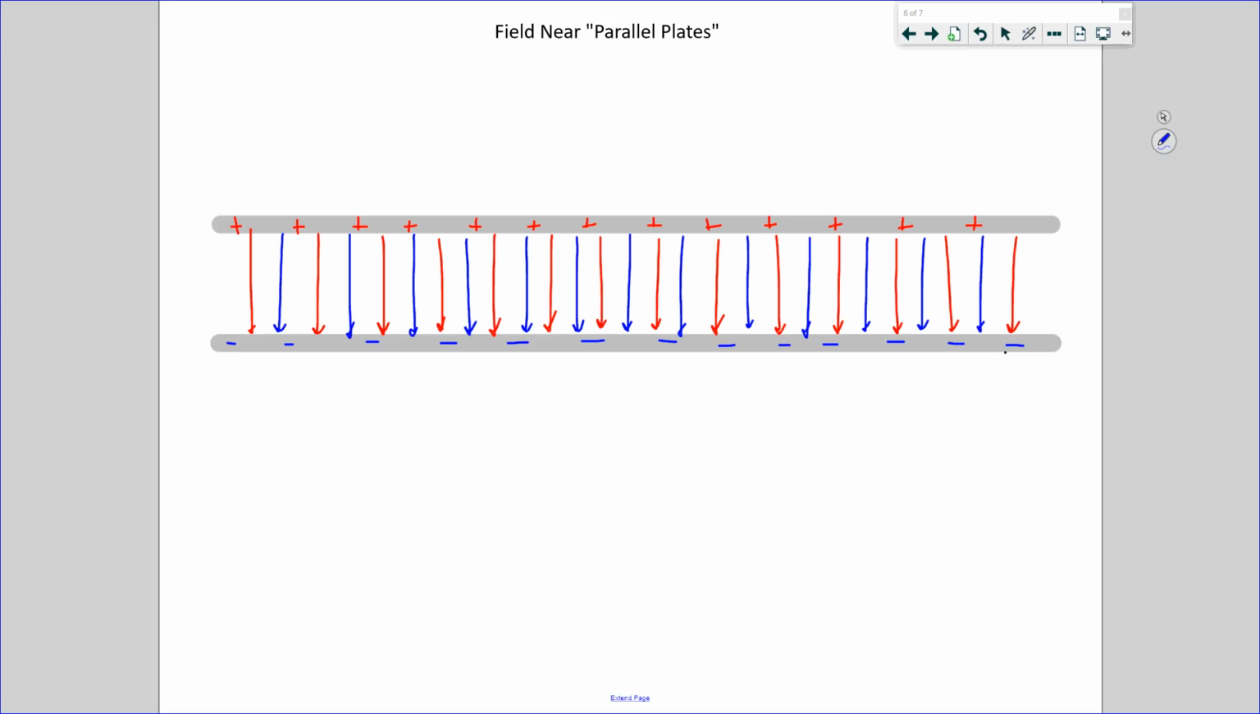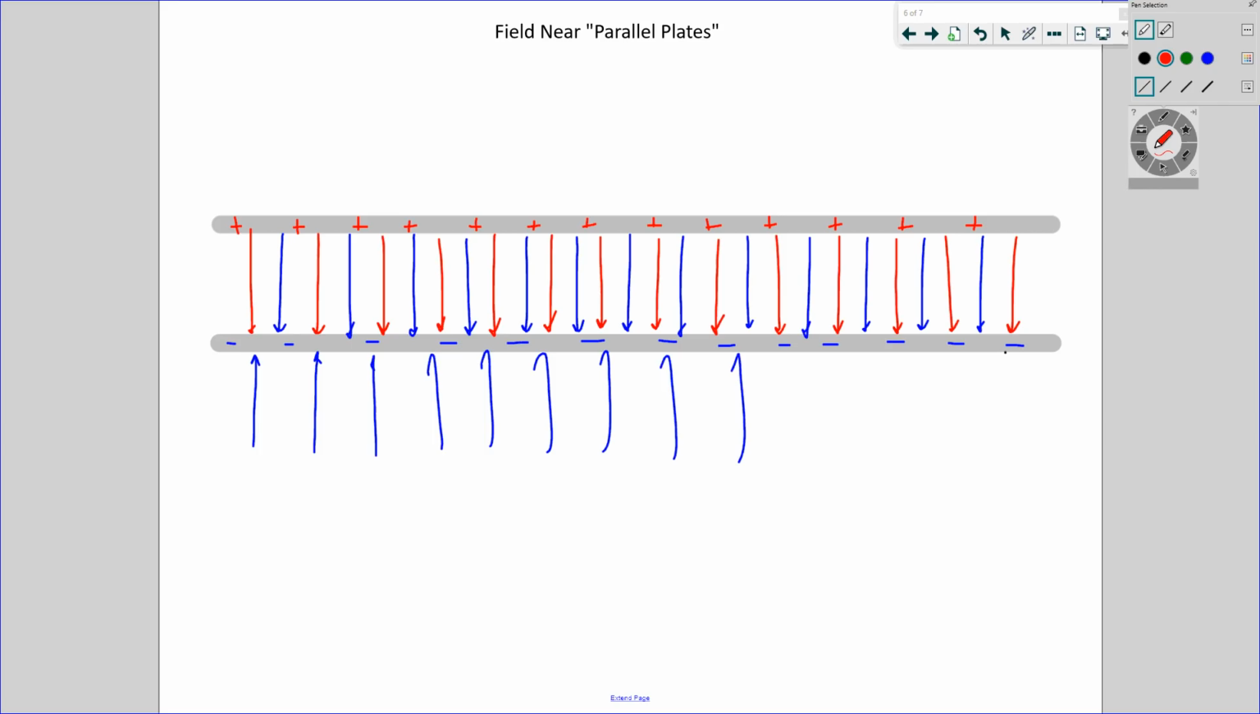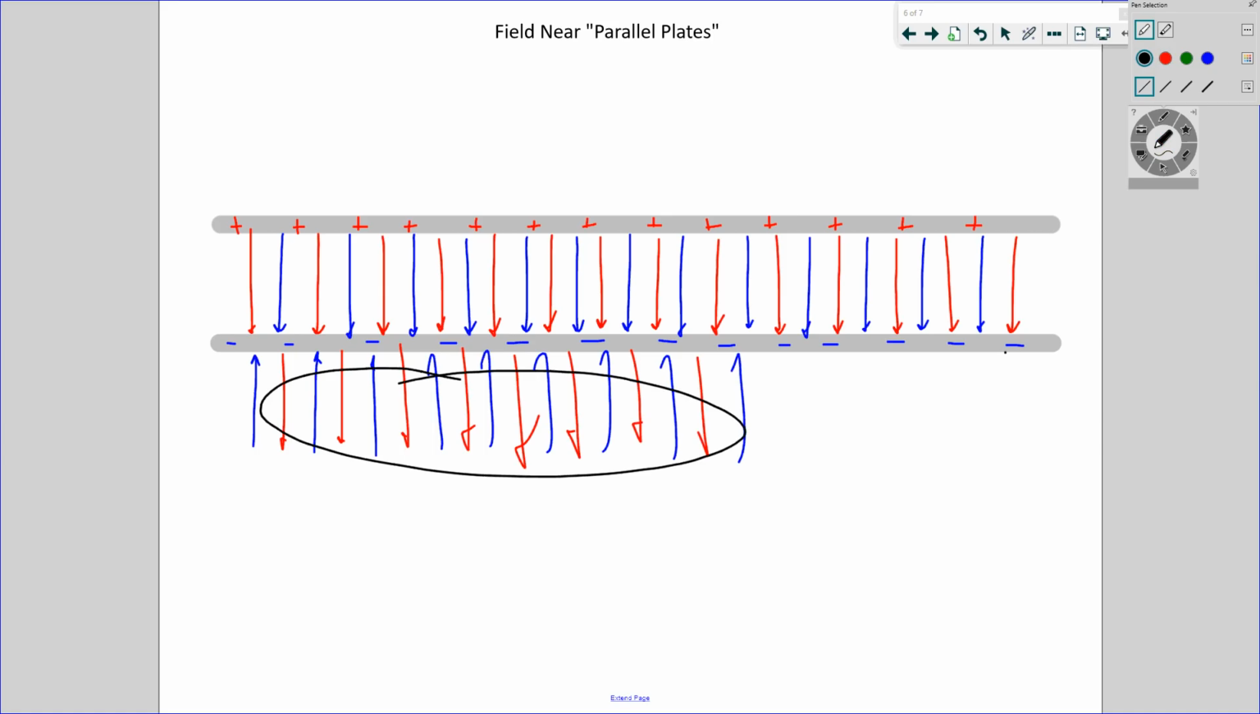Now, don't draw this because you'll see why. Let's look at this space below the negative plate. The negative plate makes a field that points toward negative charge. The positive plate makes a field that points away from positive charge. And guess what the net effect of all these fields, some of them up, some of them down, is? The net effect is nothing. The field here adds to zero.